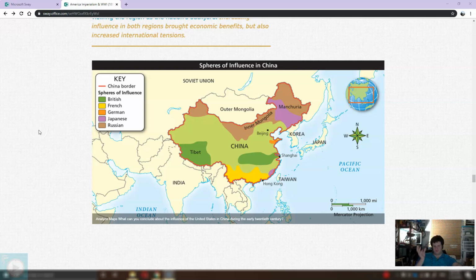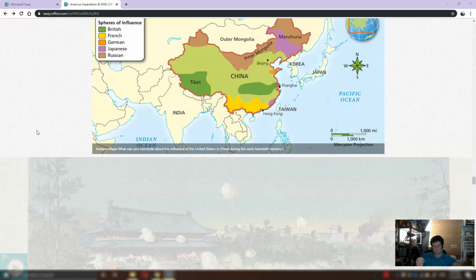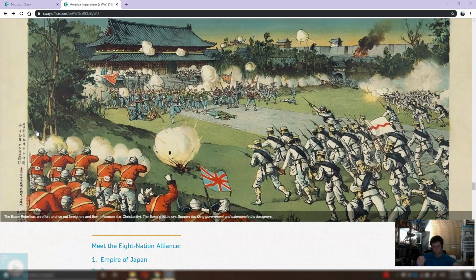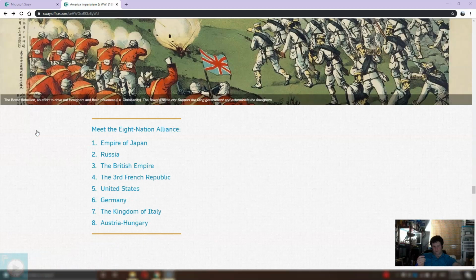Their biggest advantage is they almost always outnumbered their enemies. The problem was they didn't necessarily have the technology or the coordination. And it showed in the battles. Essentially what happens is eight major powers come together to mobilize and beat back the Boxers. You've got the Empire of Japan and Russia sending tons of troops because, one, the Empire of Japan sees this as a golden opportunity to move into Asia.